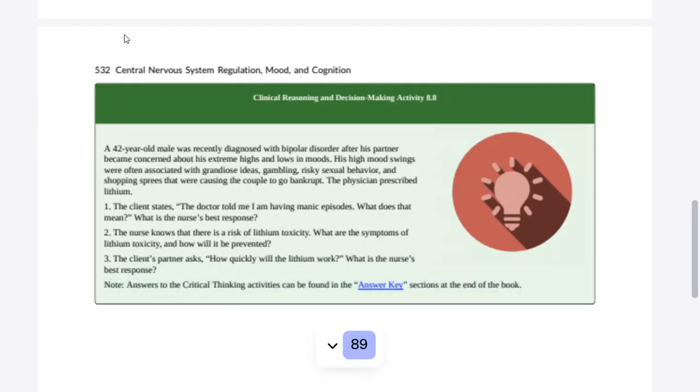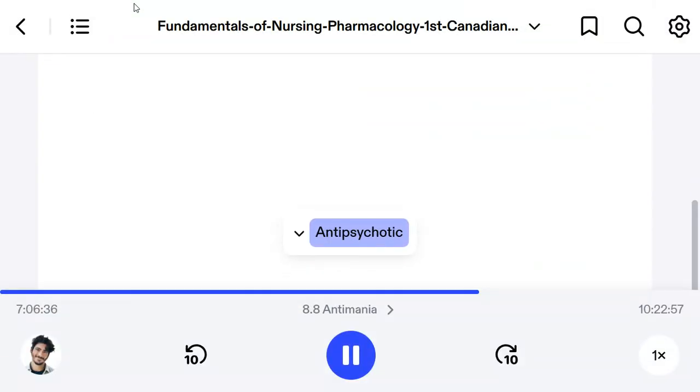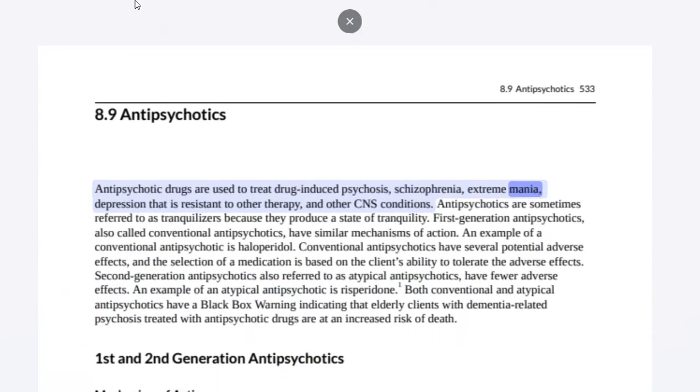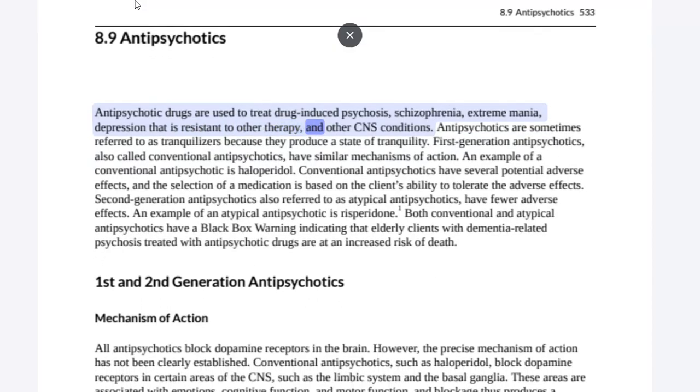8.9 Antipsychotics. Antipsychotic drugs are used to treat drug-induced psychosis, schizophrenia, extreme mania, depression that is resistant to other therapy, and other CNS conditions. Antipsychotics are sometimes referred to as tranquilizers because they produce a state of tranquility. First-generation antipsychotics, also called conventional antipsychotics, have similar mechanisms of action. An example of a conventional antipsychotic is haloperidol. Conventional antipsychotics have several potential adverse effects, and the selection of a medication is based on the client's ability to tolerate the adverse effects.